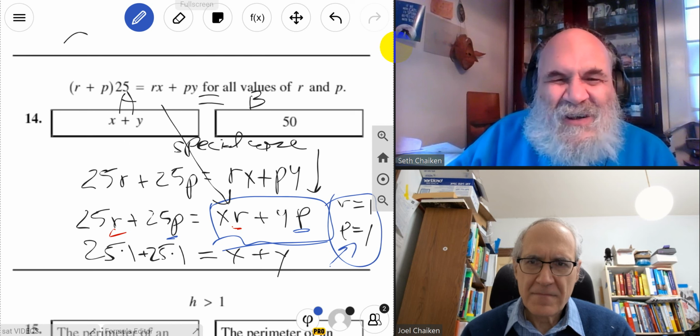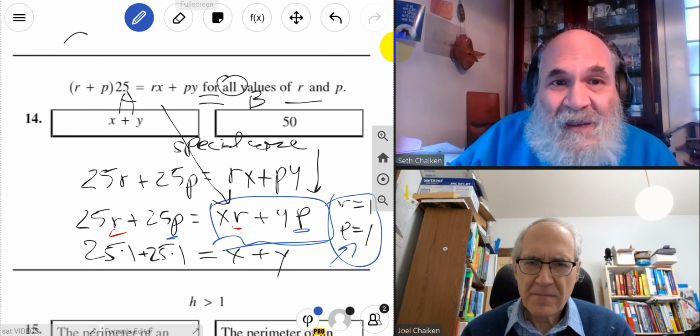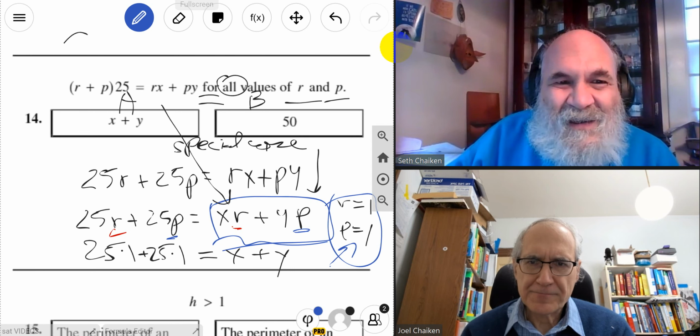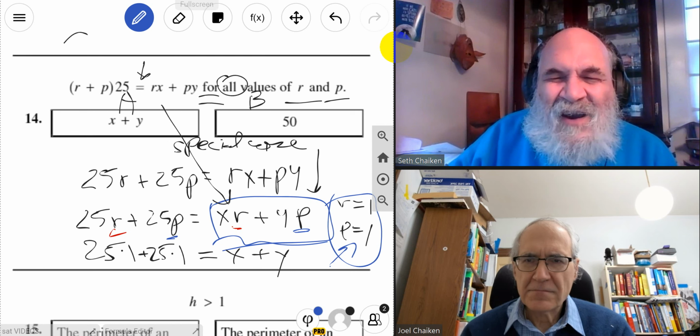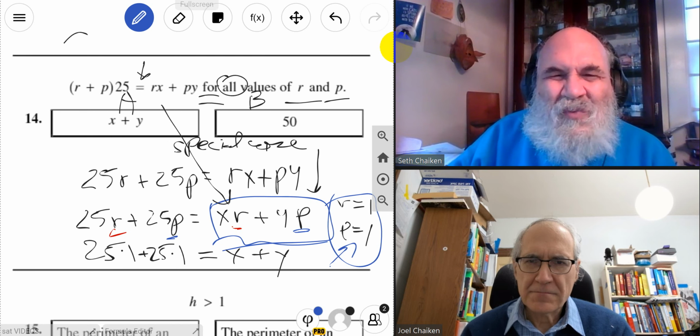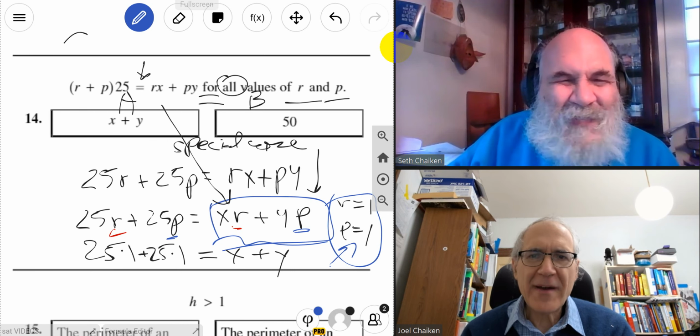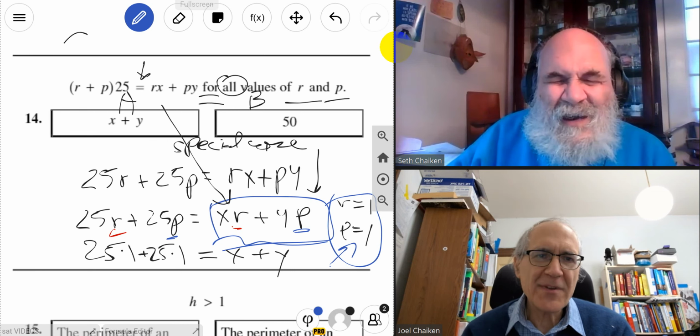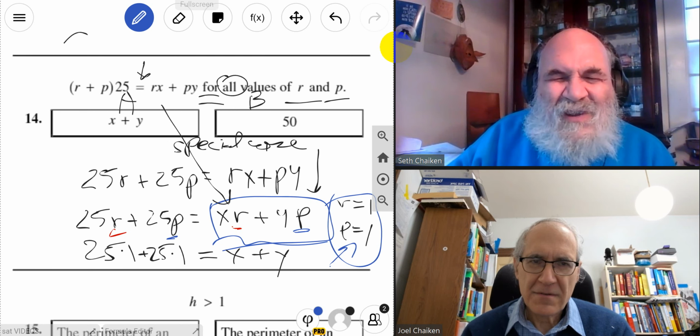So the logic of the statement is it says what it says. For all values of r and p we have equality here. That means you could pick any r you want and any p you want, and this will be equal. So I pick r equals 1 and p equals 1. Yeah, but maybe you were lucky. How about why don't you make r be 2? Well, what I'm doing is not worrying about how consistent this is.